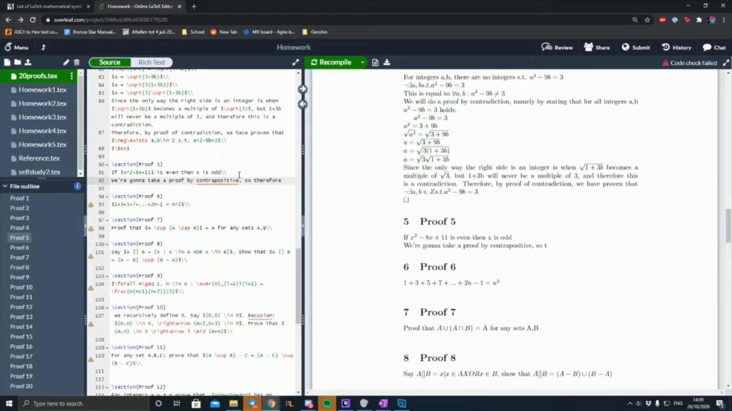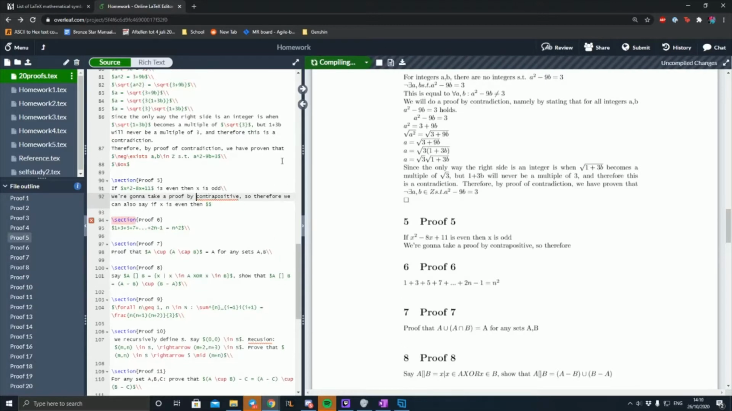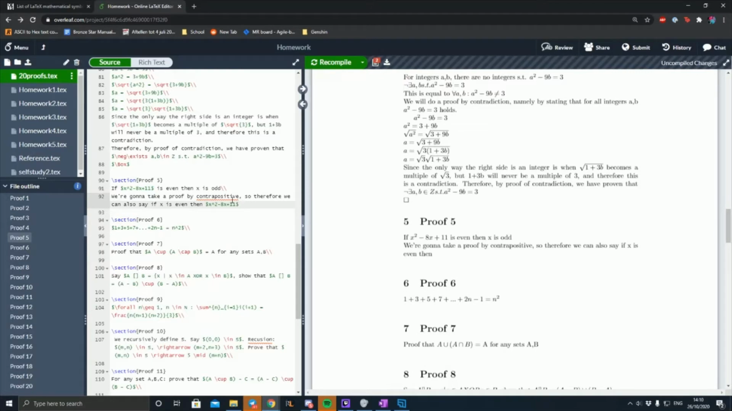Why is my contrapositive wrong? Does it not understand what a contrapositive is? Maybe it, okay. Overleaf is dumb as hell. So therefore, we can also say if x is odd, then, or if even, then is odd.